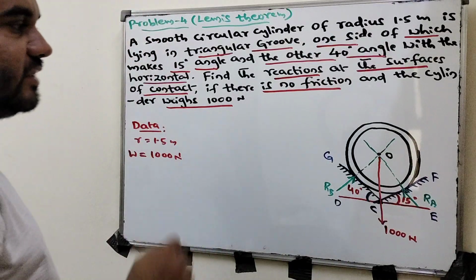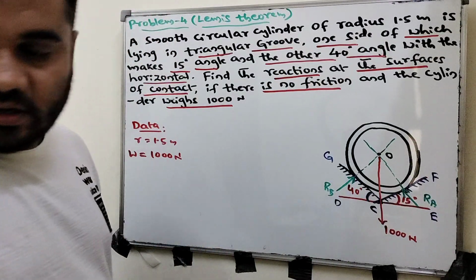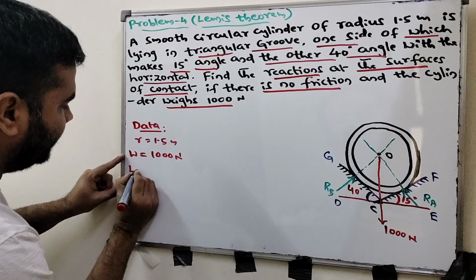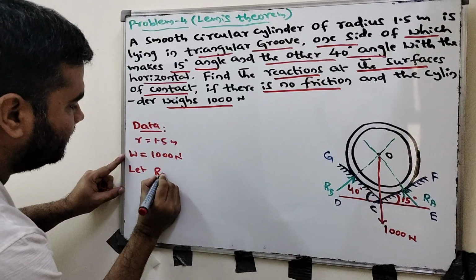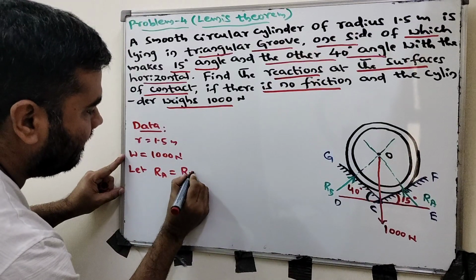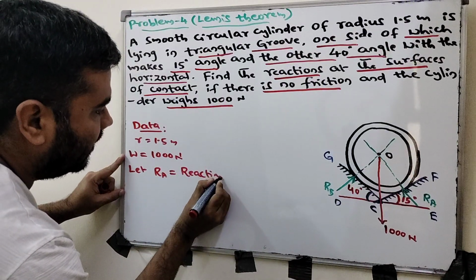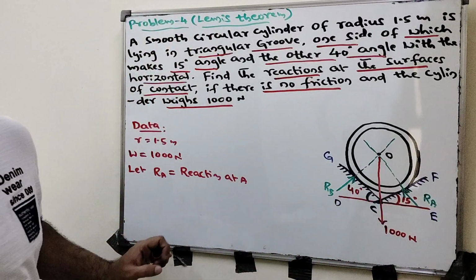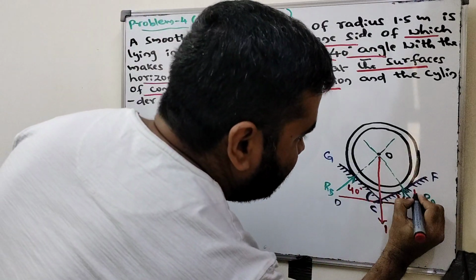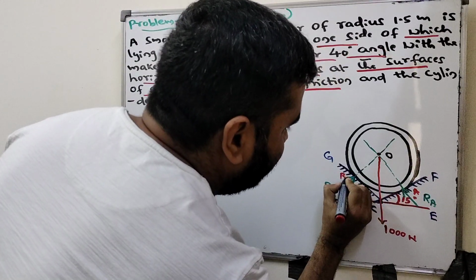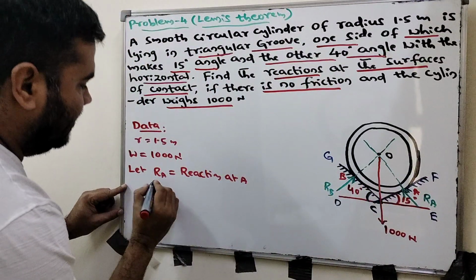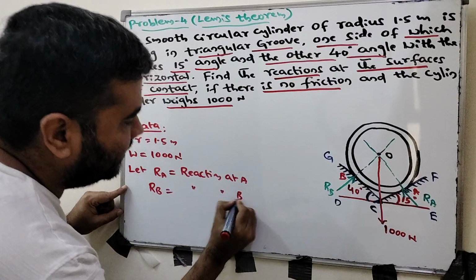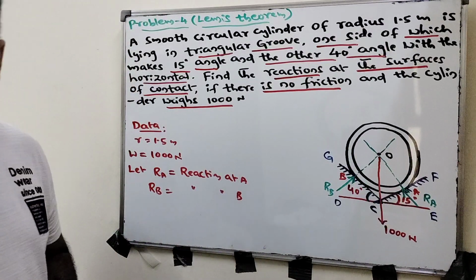Now we have two points to consider. Let us note down here. Let Ra equal reaction at point A. Give this one as A and this one as the B point. And Rb equal reaction at point B.